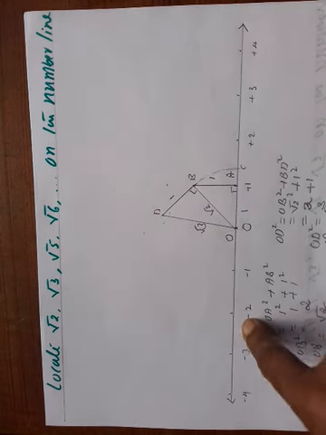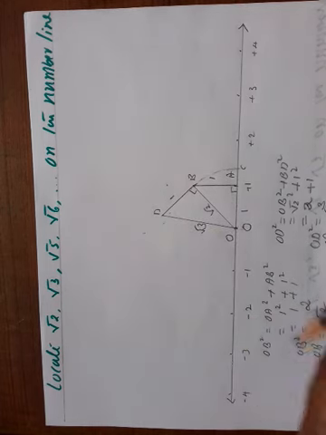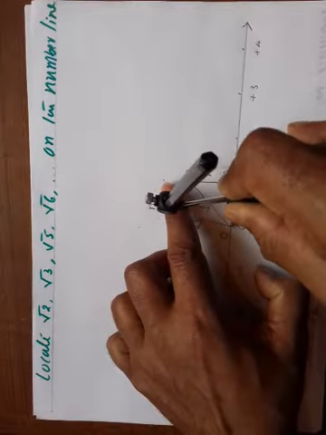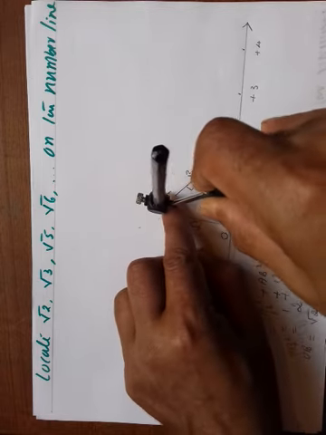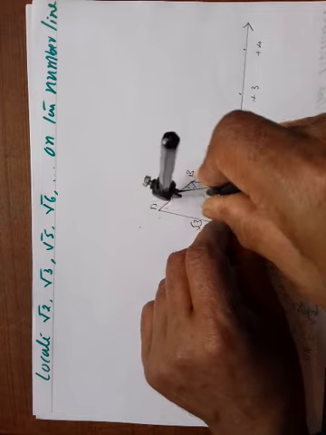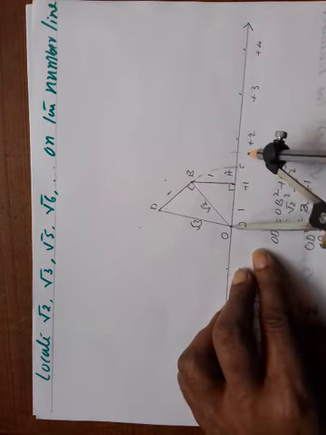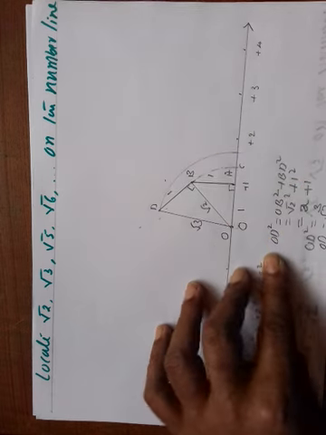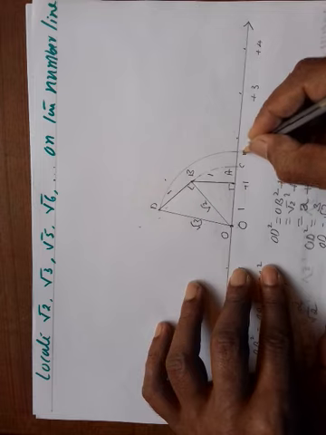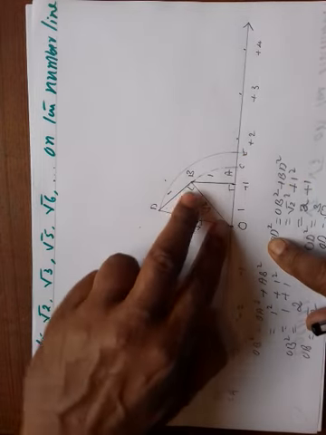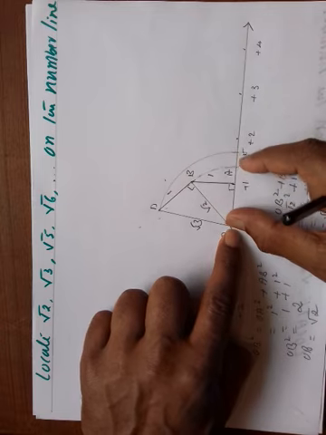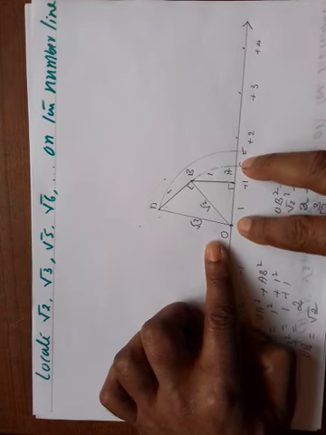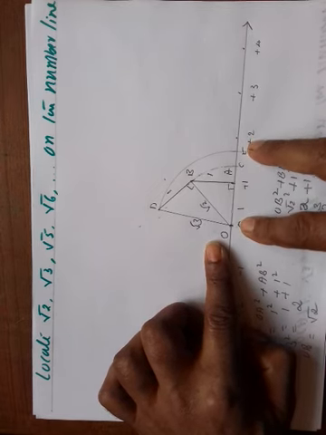Dear students, the length OD is root 3 and the same length is located on the number line by drawing a radius equal to OD. This length is OD. The same length is located on the number line. Let this point be E. This length is root 3. This length is root 2, the same length is located here at C. This length is located at E. So the length OC is root 2. The length OE is root 3.